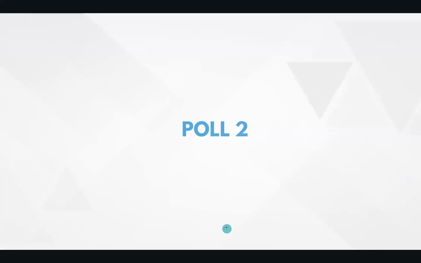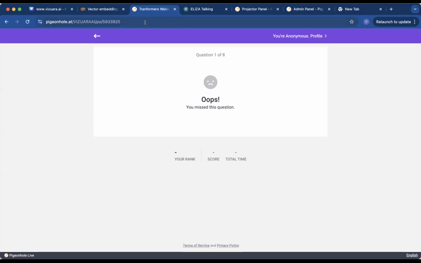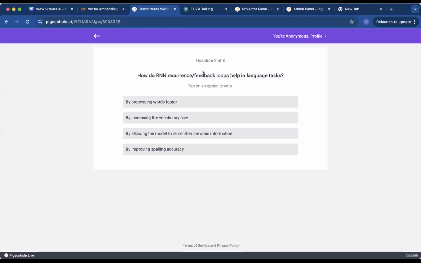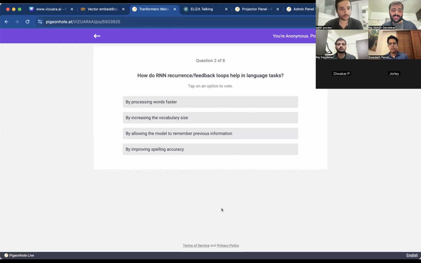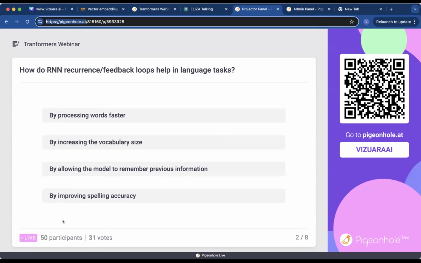And now we can come to poll number two. So you can go to the same link as before. Now when you click on the same link as before, you should be able to see question number two. Can you just type it in the chat whether you are able to see this question? So Sridhar shared this link again. You can click on this link and then you will be taken to this page. I can see that 22 votes have been received and about 50 participants.